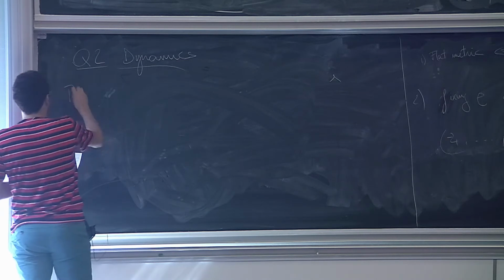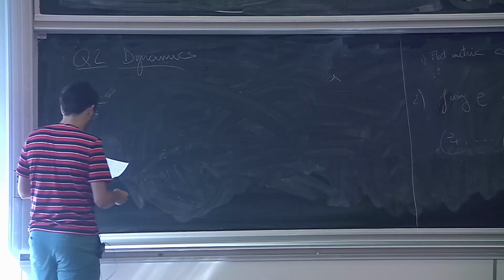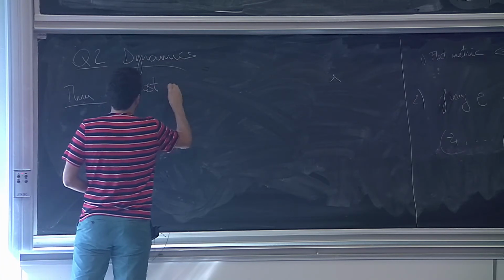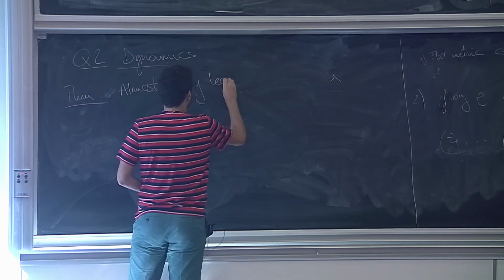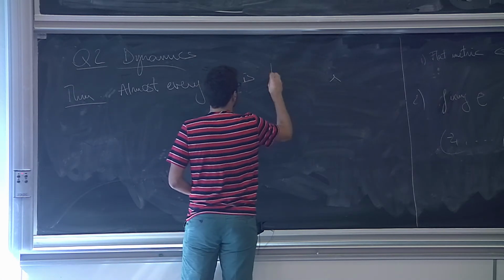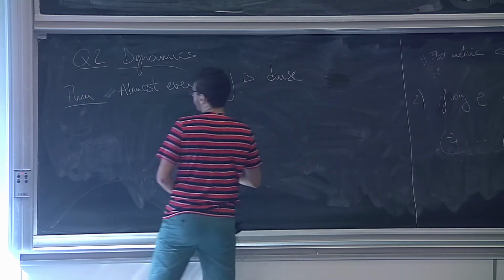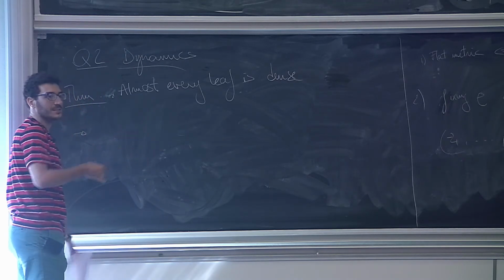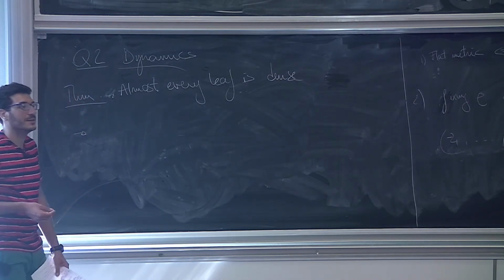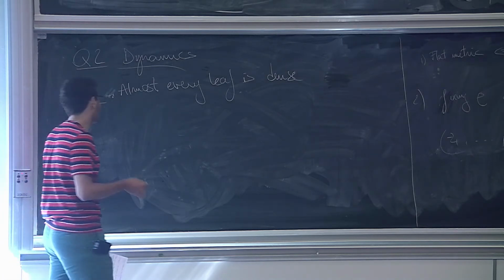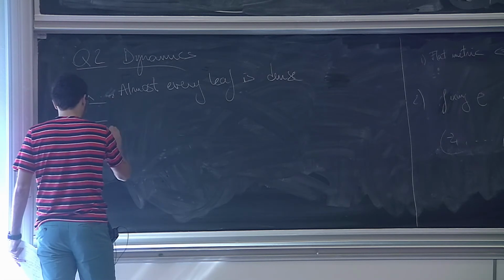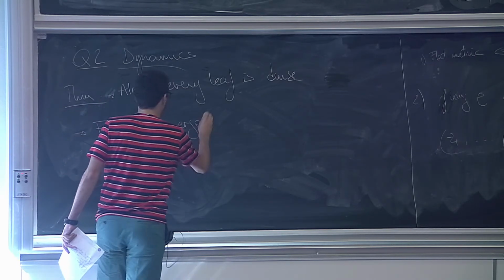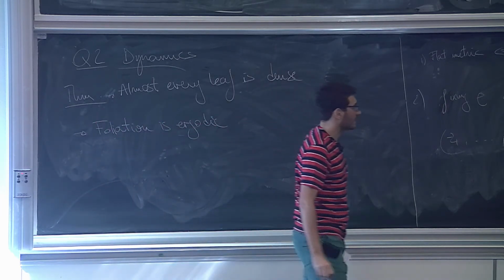So again, with Luc, we have that almost every leaf is dense. That's one thing. It's a bit more than this. So you have a transverse symplectic structure and therefore an invariant volume form, a transverse invariant volume form, and the foliation is ergodic, in spite of having closed leaves.